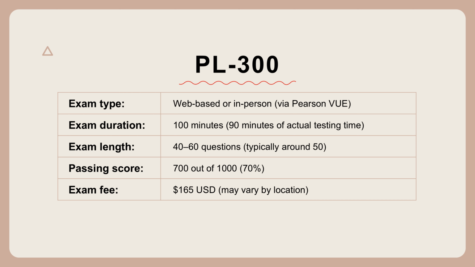Okay, so before we jump into the actual questions, let's get a quick lay of the land. What's the deal with the PL-300 exam itself? Just the basics. So the sources tell us it can be web-based, or you can go to a testing center. Pearson VUE handles it. Time-wise, you get 100 minutes total, but the actual test part is 80 minutes. And expect somewhere between 40 and 60 questions, often around 50. The passing score is 700 out of 1,000. So 70%, standard enough. And the cost is generally 165 US dollars, but that can change depending on where you are in the world.